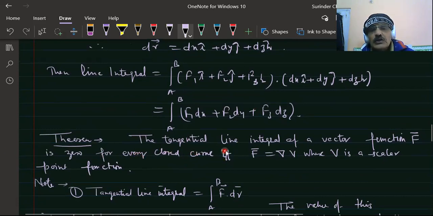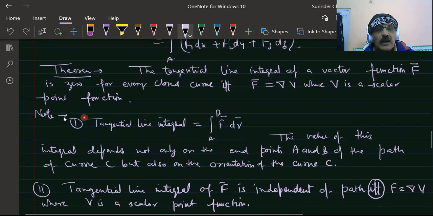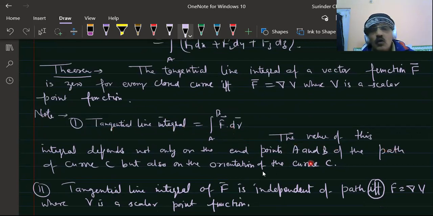Now the important thing is that the tangential line integral of a vector function F is 0 for every closed curve. When will the tangential line integral be 0? It is 0 for every closed curve only if F is the gradient of a scalar function. Otherwise, the value of this integral depends not only upon the endpoints A and B of the path of the curve, but also on the curve C and its orientation. So it will not depend upon the orientation if F is a gradient of a scalar function.